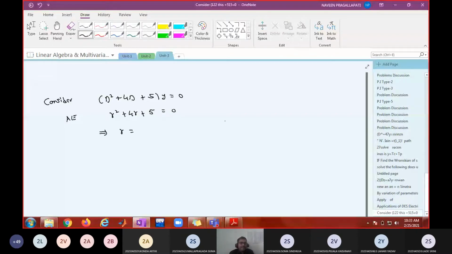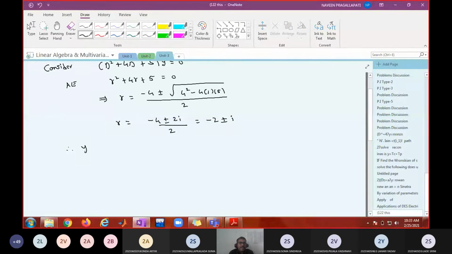What are the roots? r equal to minus b plus or minus root of b square minus 4ac by 2. So r equal to minus 4 plus or minus root of 16 minus 20, which is minus 4, so 2i by 2, equal to minus 2 plus or minus i. Do you agree? Therefore, what is the complementary function? Can you please tell me?